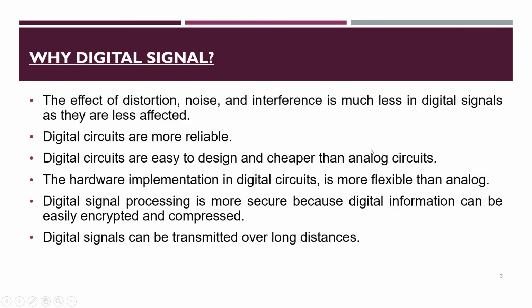So why digital signal? As I already told you, we were using analog signals, and we shifted to digital signals because of the drawbacks present in analog signals. So what were the drawbacks? One of the most important drawbacks in case of analog signal was distortion, noise, and interference. Second, digital circuits are more reliable, more flexible, very easy to design, and cheaper than analog circuits.